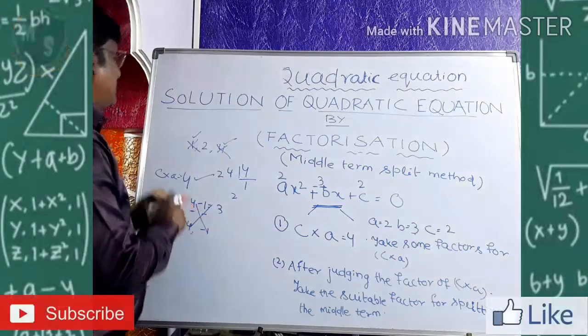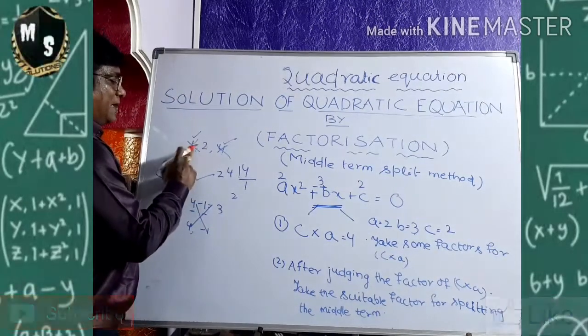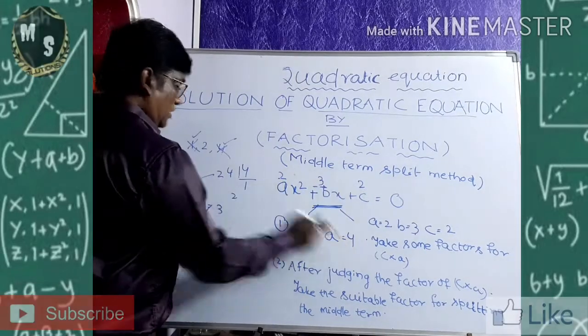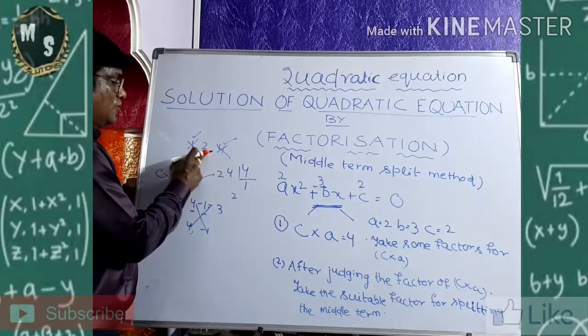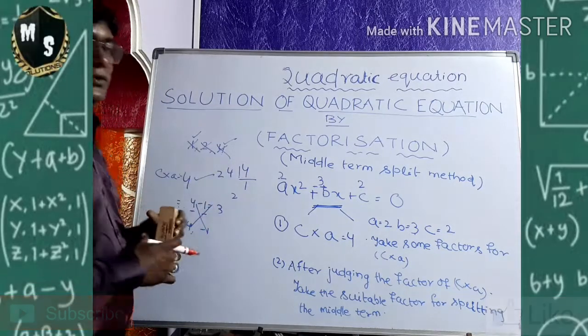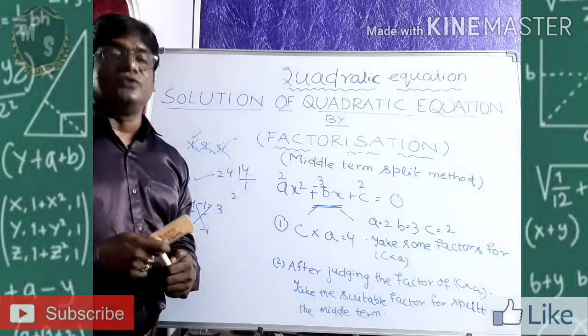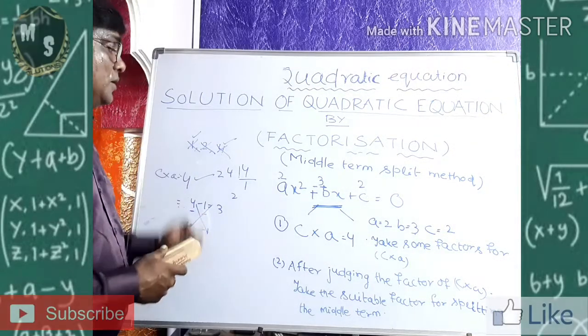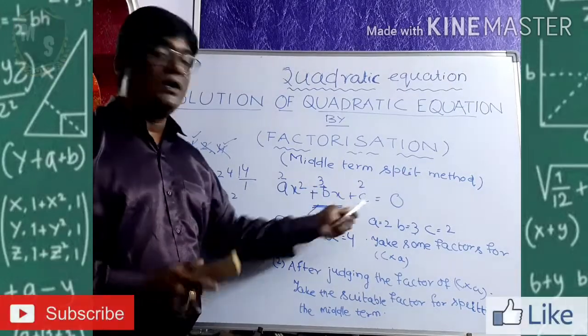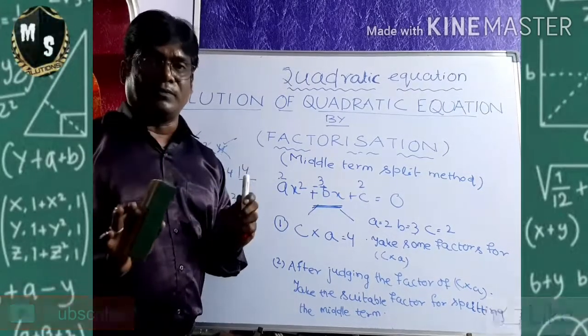Similarly, another one is pending, 2 and 1. If I am multiplying 2 into 1, C into A, what should come? 2 2s are 4, but when I am multiplying 2 into 1, 2 is coming. So these two factors are also not going to be judged as suitable factors. So this equation 2x square plus 3x plus 2 cannot be split in the middle term.